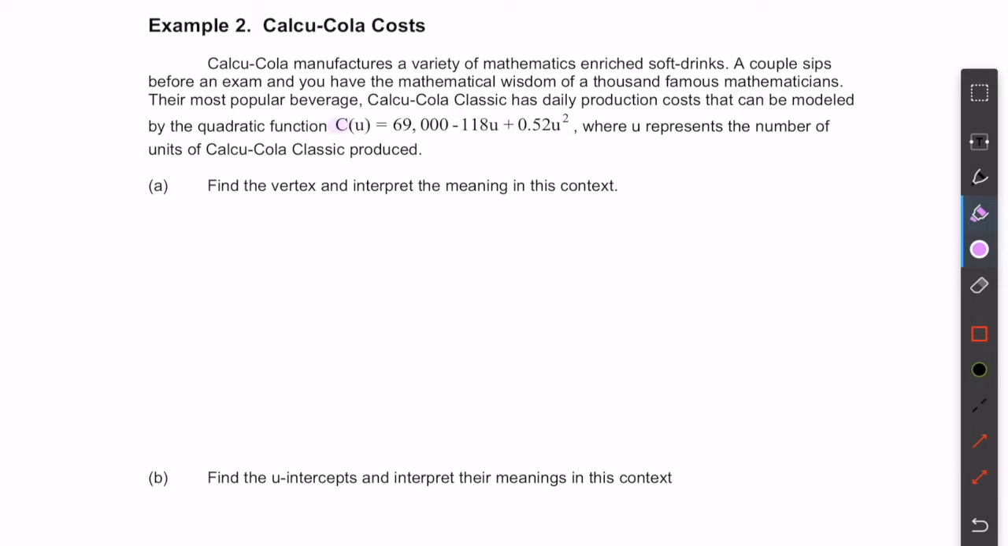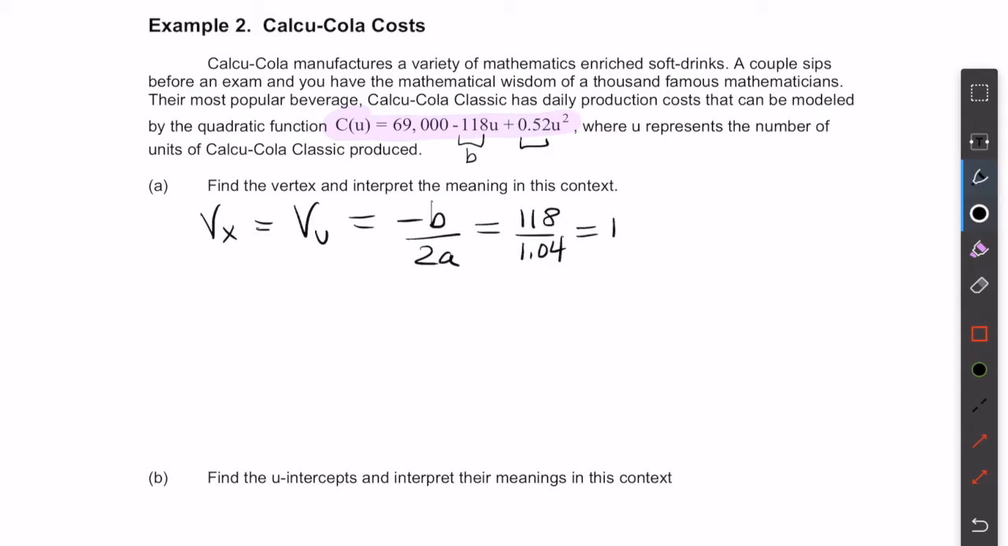And their daily production costs are given by this function. And we want to find the vertex. So the input coordinate for the vertex, or in this case, it's the units, is always going to be minus b over 2a. So taking the b as negative 118 and taking the opposite of that, you're going to get positive 118. The a is 0.52 and doubling that gives you 1.04. And dividing those out, I'm getting approximately 113.5.